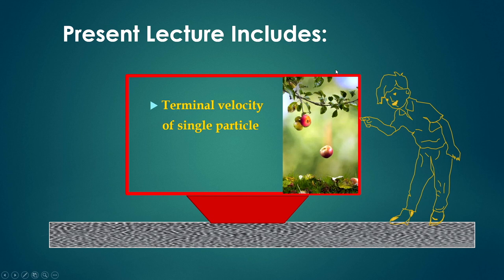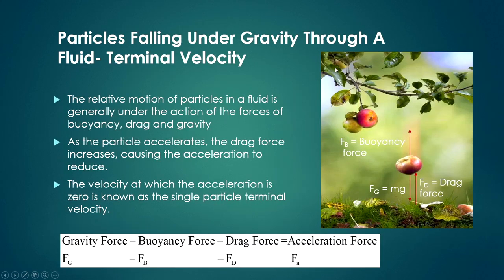So here, suppose a particle is falling freely from its still position. In that case, the particle will be falling under gravity in the fluid. And also if the fluid is moving upward, then what will be the relative velocity of that particle? That will be falling down.